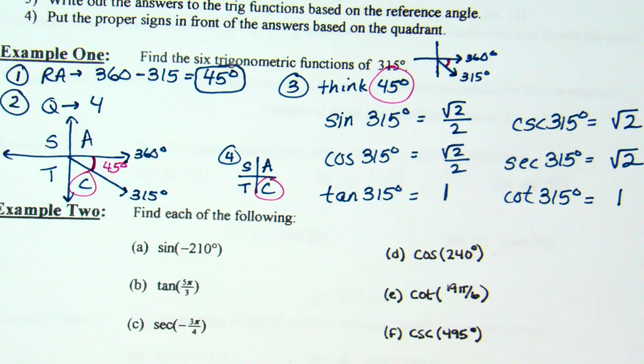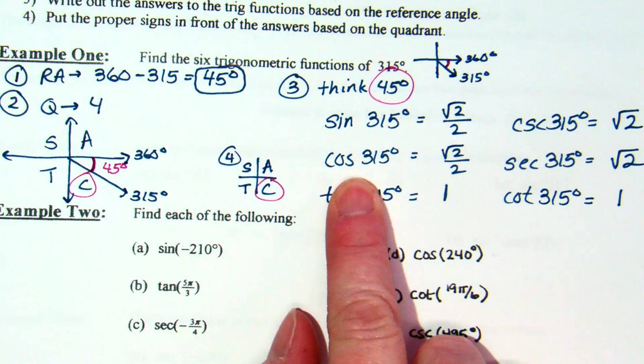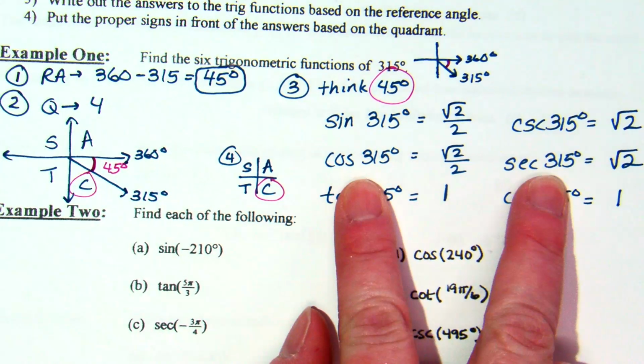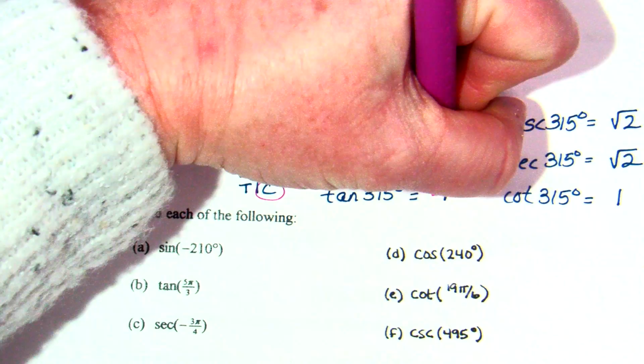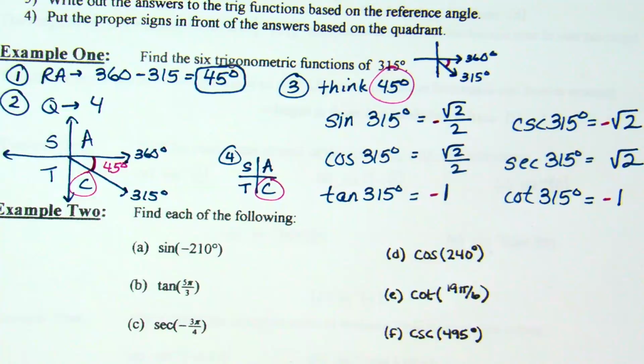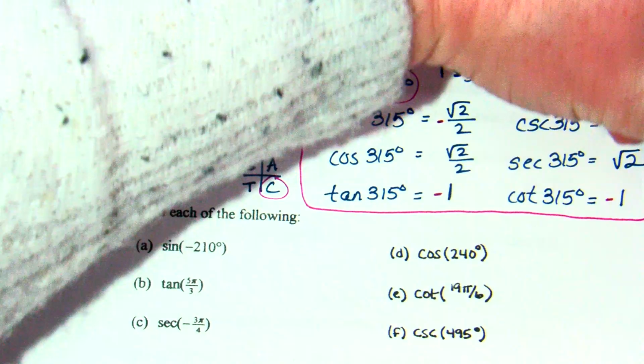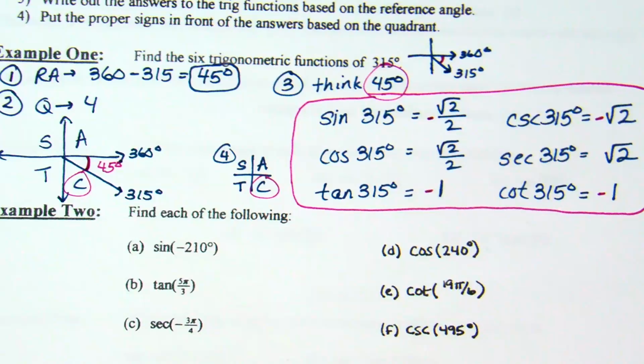Are we doing it for every single function? Now we have to go through and note which ones are positive and which ones are negative. So C represents cosine. What is positive in quadrant 4? Cosine is positive in quadrant 4. And of course, if cosine is positive, then secant is positive. What about everybody else? They're negative. So now you need to go through and put negative signs on sine, tangent, cosecant, and cotangent.